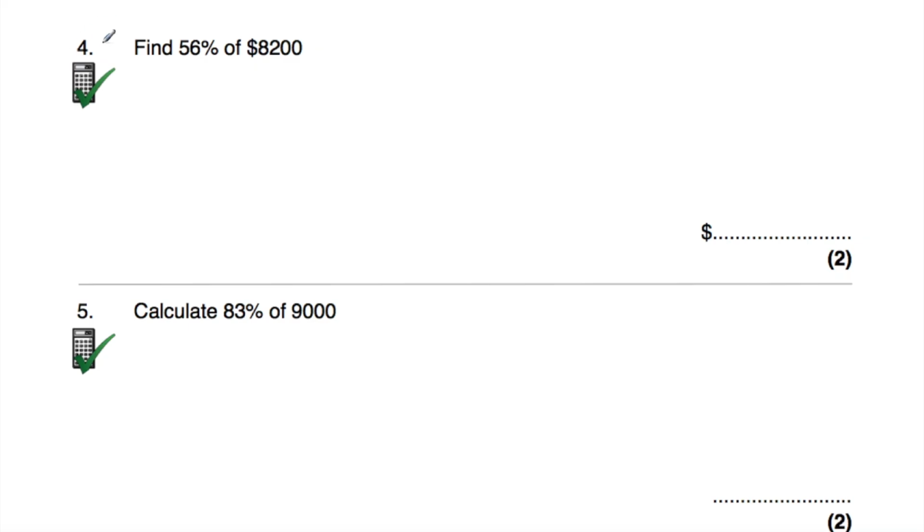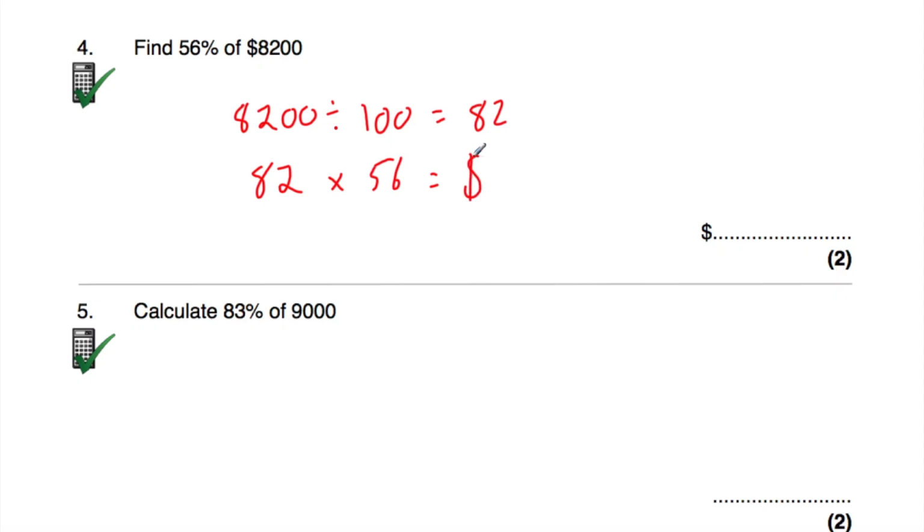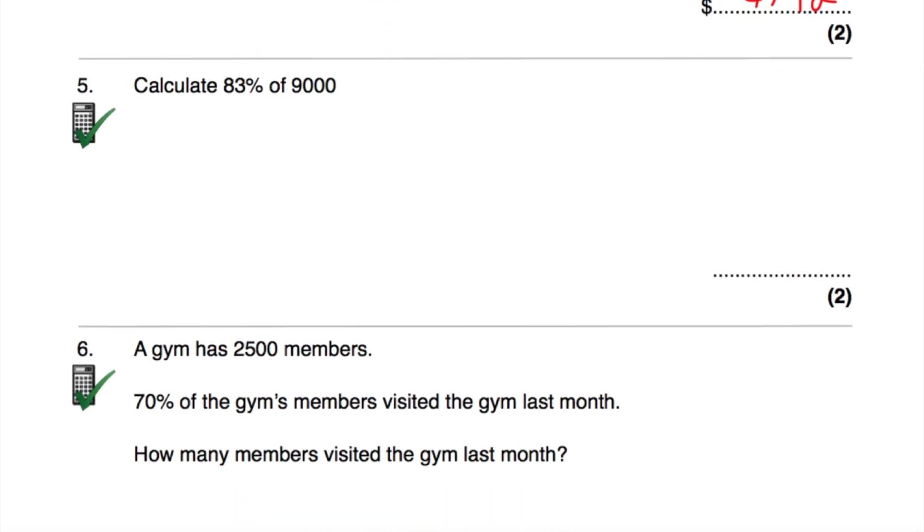So let's look at our next question, question number four. Question number four says find 56% of $8,200. So if we want to find what 56% of $8,200 is, we just take the $8,200, we divide it by 100 to find 1%, and that's equal to 82. And then if we take the 82, we can just multiply that by 56, and that'll tell us 56% of 8,200. So if we do 82 multiplied by 56, that's equal to, in dollars, 4,592. So 56% of $8,200 is $4,592, and that's it.